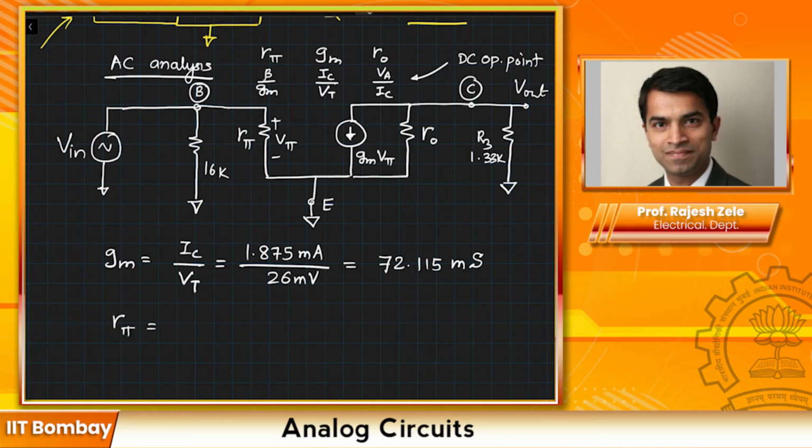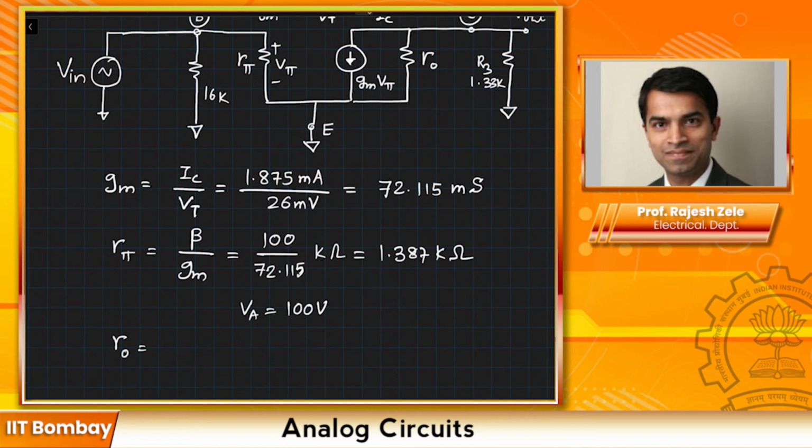R pi is equal to beta over gm. That would look like 100 divided by 72.115 milli, which will be equal to 1.387 kilo ohms. Output resistance R out is given by VA divided by IC, which is equal to 100 divided by 1.875 milli, which is 53.33 kilo ohms. So we know all the values that we need, and we need to figure out what the gain of this particular configuration is.